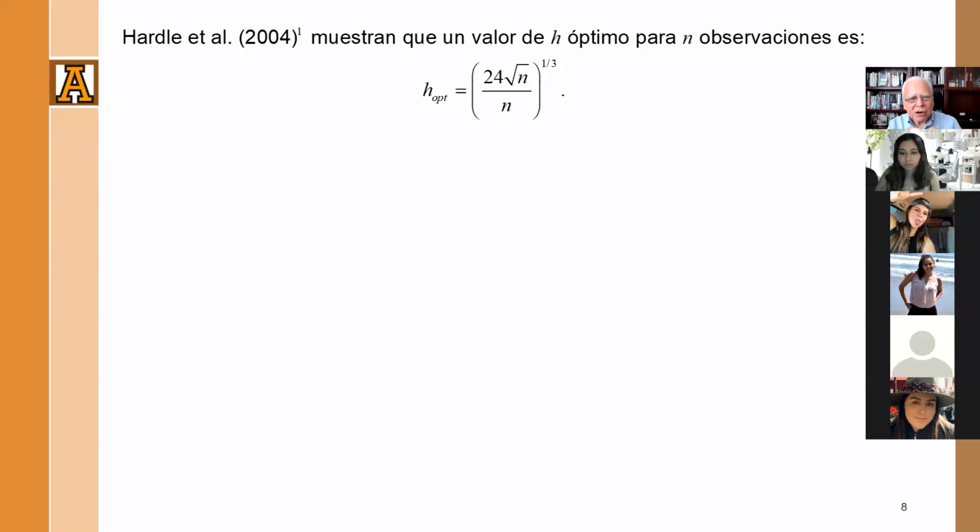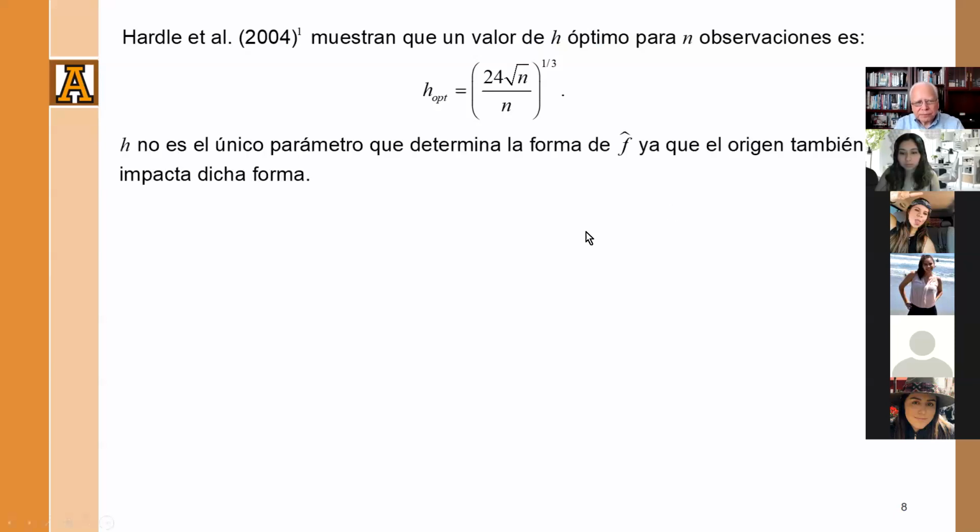Most of the algorithms, when you don't specify either the number of intervals or the length of each interval, will use this value. Most algorithms to build histograms use this value unless you specify a different value of h or number of intervals. Some algorithms work with the number of intervals and others with the length of the interval. But this is a good value of h.